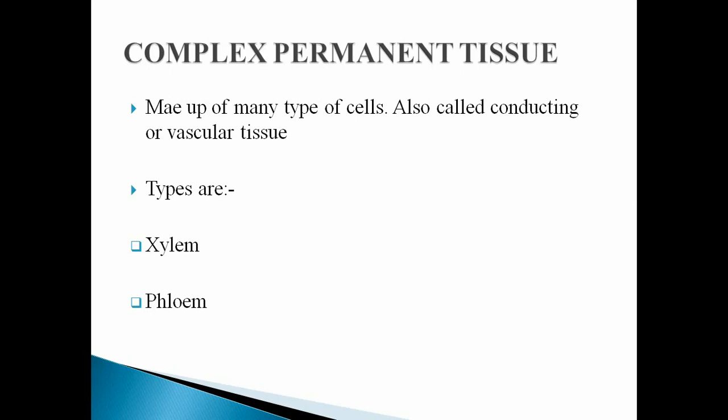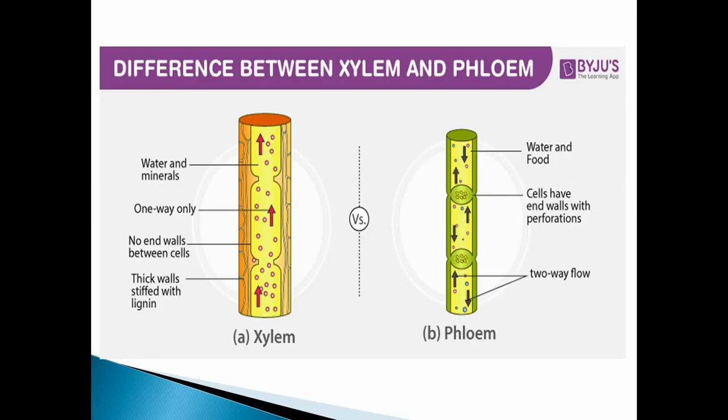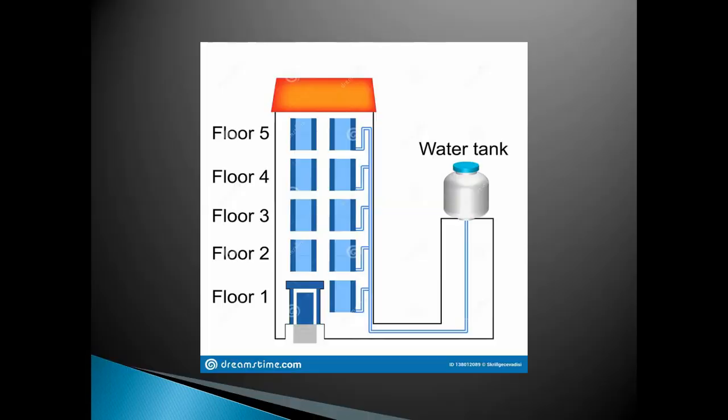Xylem and phloem help in conduction of water, minerals and food throughout the entire body of the plant. So it is known as conducting tissue or vascular tissue. Xylem tissue and phloem tissue. You can see in the picture, xylem carries water and minerals from roots to other parts of the plant, to the leaves especially, and phloem carries food prepared in the leaves to various parts of the plant.